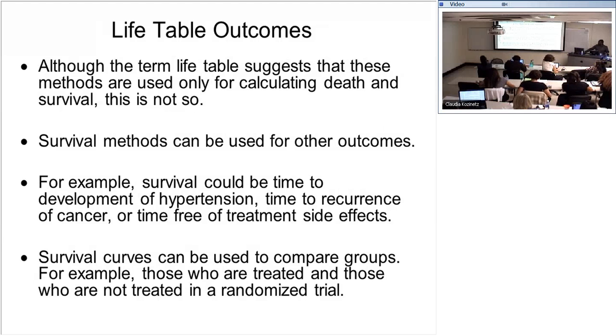We have to know that life tables are not just for calculating death and survival. They can be used for other outcomes. Earlier on, as we said, they can be used for the time to which somebody develops a disease, or the time to which there's a relapse after a condition has been treated. We can also use the survival curves to compare groups, for example those who are treated and those who are not treated. I think we showed one in our earlier slides where we saw group A versus group B.